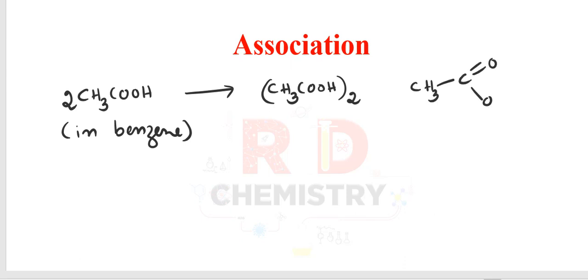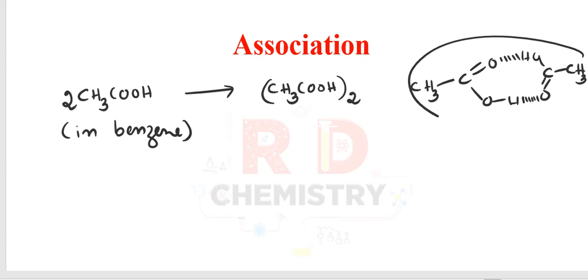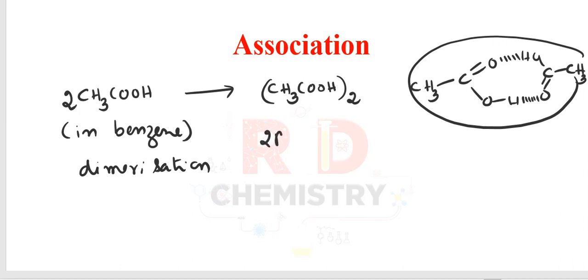Because we have got hydrogen bonding. This is the structure of acetic acid. One more molecule, acetic acid, CH3, C double bond O and OH. There is an intermolecular hydrogen bond between the 2 acetic acid molecules. Therefore, this is known as dimerization. So, this is the process called dimerization in association. Either dimerization, trimerization or tetramerization.